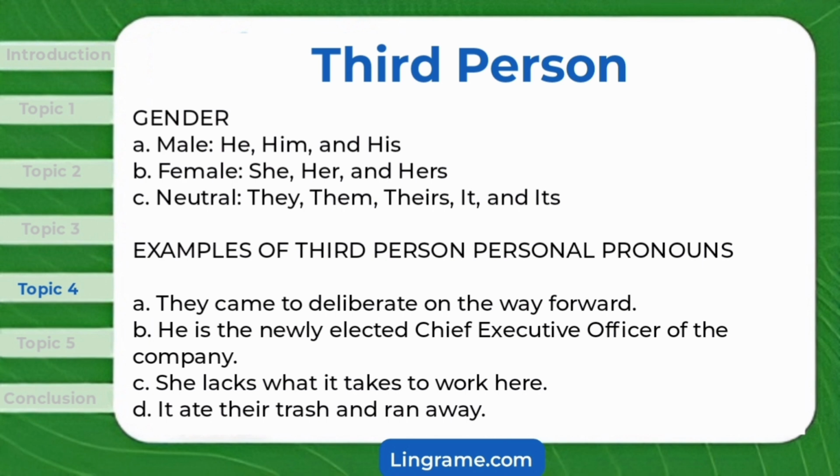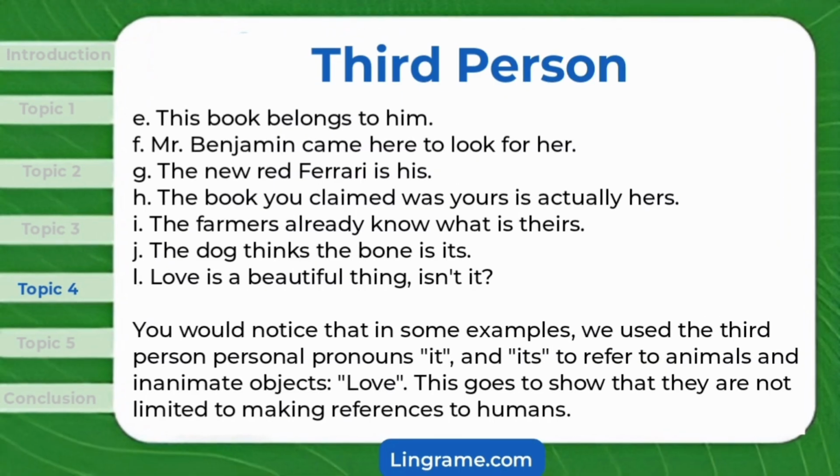Examples of third-person personal pronouns. They came to deliberate on the way forward. He is the newly elected chief executive officer of the company. She lacks what it takes to work here. It ate their trash and ran away. This book belongs to him. Mr. Benjamin came here to look for her. The new red Ferrari is his. The book you claimed was yours is actually hers. The farmers already know what is theirs. The dog thinks the bone is its. Love is a beautiful thing, isn't it?